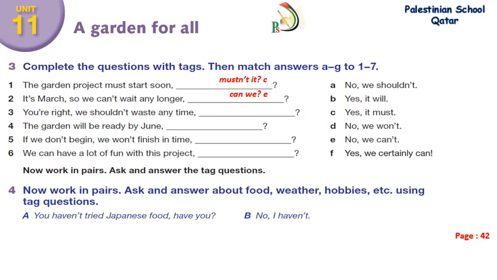Did you guess the answer? I'm waiting. Write the answer in your book. Now, should we? The answer is no, we shouldn't. Number 4. The garden will be ready by June.